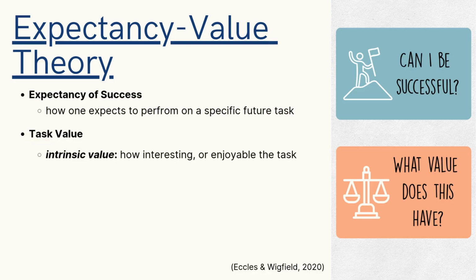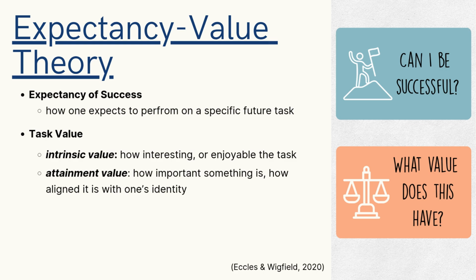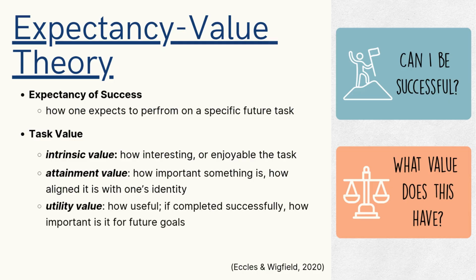First, determine intrinsic value. How interesting is the task? Do they find it enjoyable? Second, attainment value relates to how important something is. Does it relate to their identity? This can be difficult to determine for younger students, but becomes increasingly influential starting in the teen years. Utility value is based on how useful a task is. Does it fit with one's current or future goals?